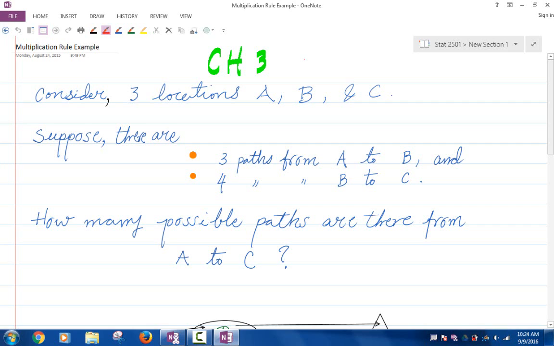All right, so we're going to start chapter 3 now. The first thing that I want to discuss is the multiplication rule for counting, also known as the principle of counting. But before I tell you what the principle or the rule is, I want to give you a motivational example. So let's consider 3 locations, labeled A, B, and C.